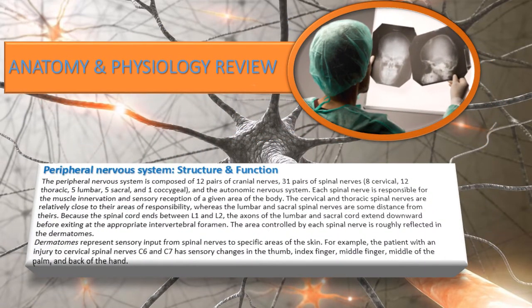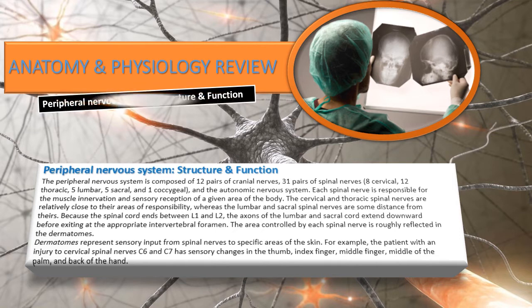Let's now quickly review the peripheral nervous system. It is composed of 12 pairs of cranial nerves and 31 pairs of spinal nerves. When we talk about the 31 pairs of spinal nerves, we're talking about the 8 cervical, the 12 thoracic, 5 lumbar, 5 sacral, and 1 coccygeal nerve. And the autonomic nervous system is also part of the peripheral nervous system. We'll talk about that in great detail on the next slide.